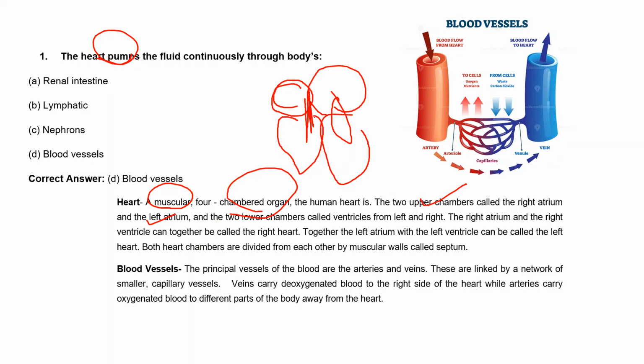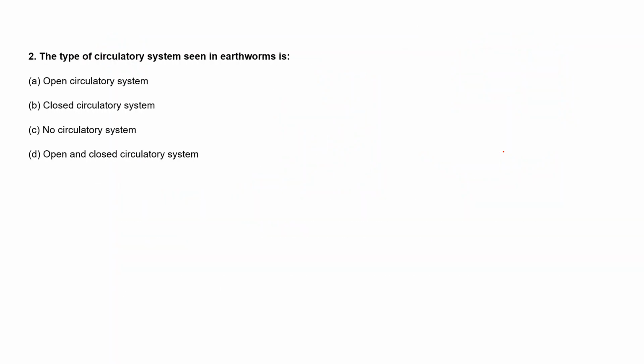Both these heart chambers are divided from each other by a muscular wall. We call it the septum. And what are these blood vessels? The principal vessels of the blood are the arteries and veins. These are linked by a network of small capillary vessels. Veins carry deoxygenated blood to the right side of the heart, while arteries carry the oxygenated blood to different parts of the body away from the heart.